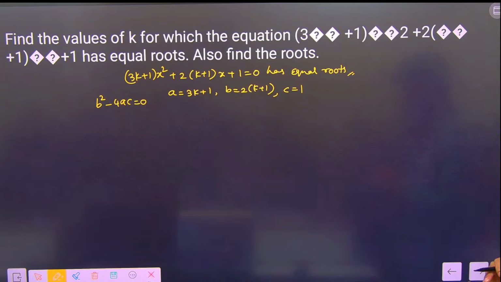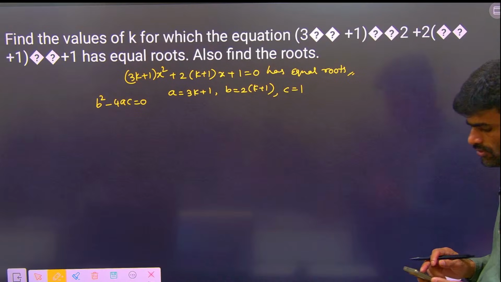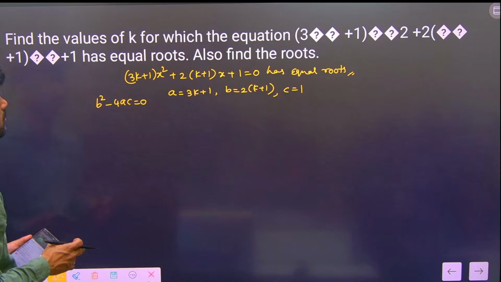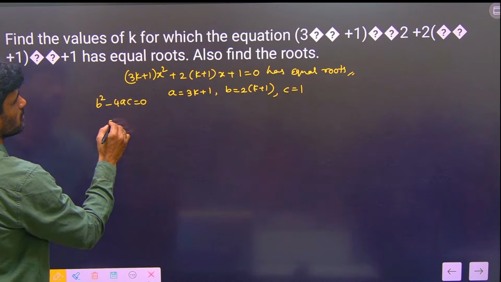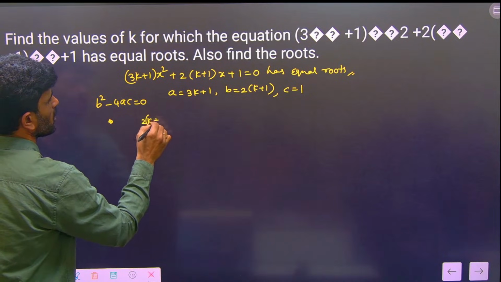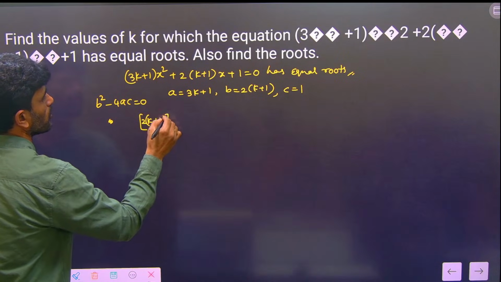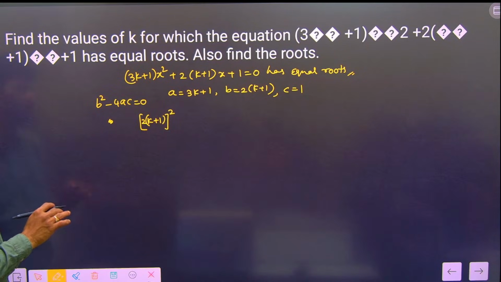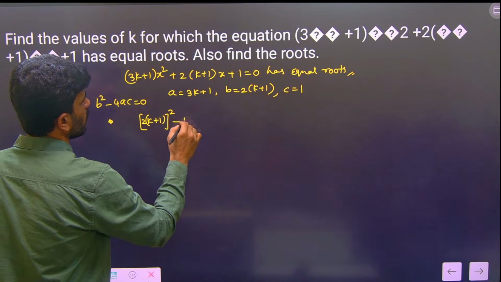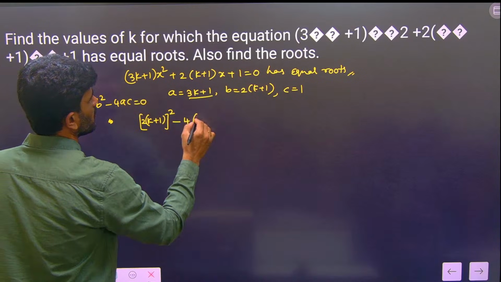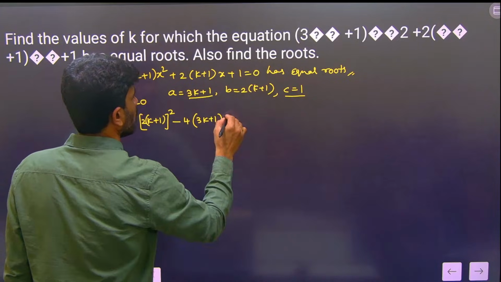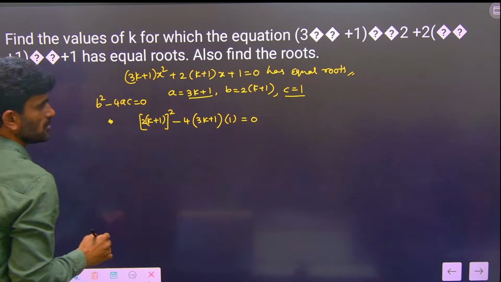Is it done? Let's see. You have to substitute in the equation. First b we have to substitute. B is what? 2 into k plus 1 whole square. You should be careful about this while you are substituting. 2 into k plus 1 whole square, minus 4ac. 4 into a is what? 3k plus 1. A is 3k plus 1. C is what? 1 only. So 1 is equal to 0.